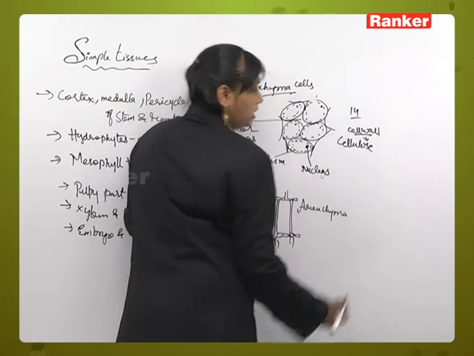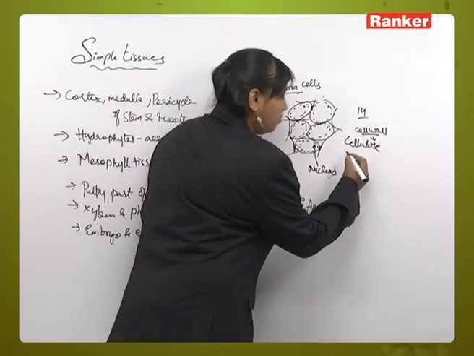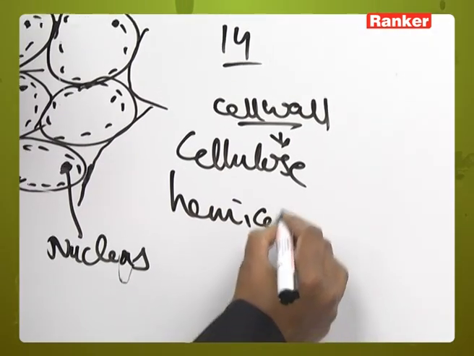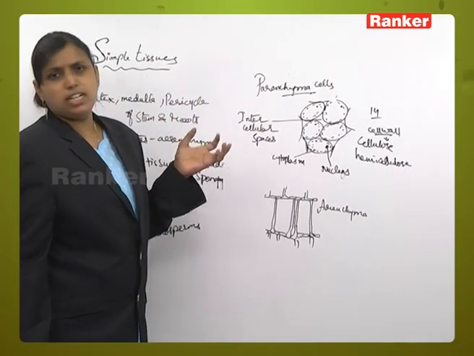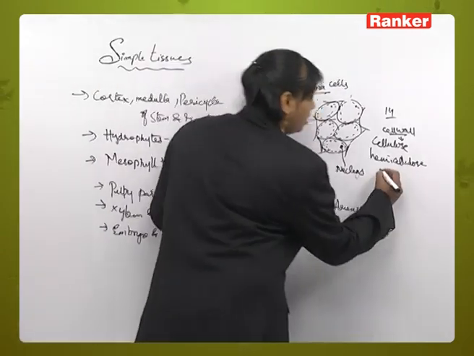Cell wall is made up of cellulose. It is made up of hemicellulose, and in some cases you will also see the deposition of lignin in certain parenchyma cells.